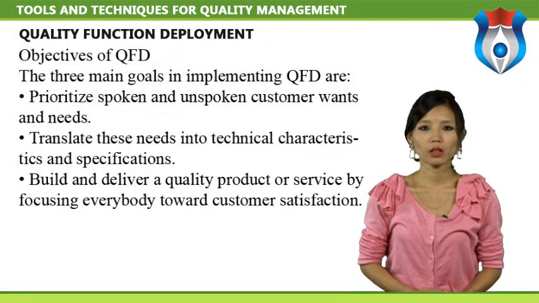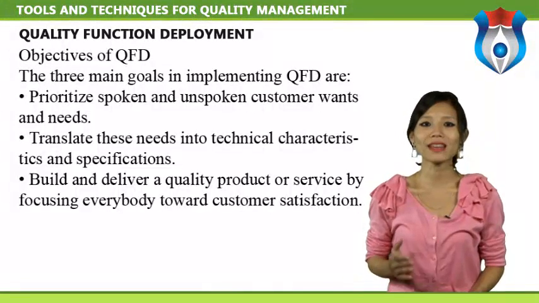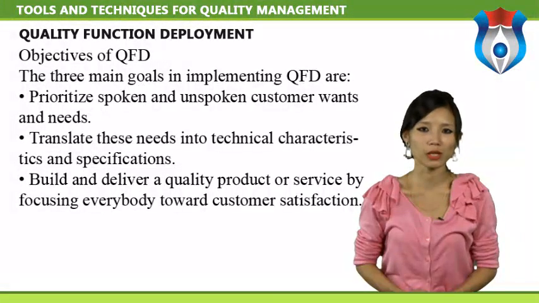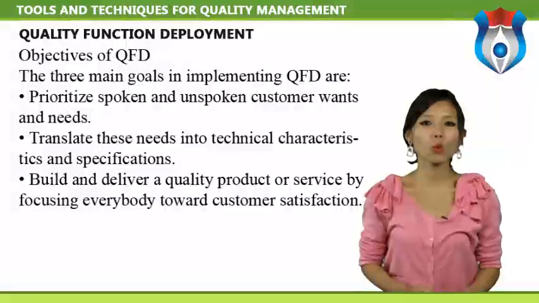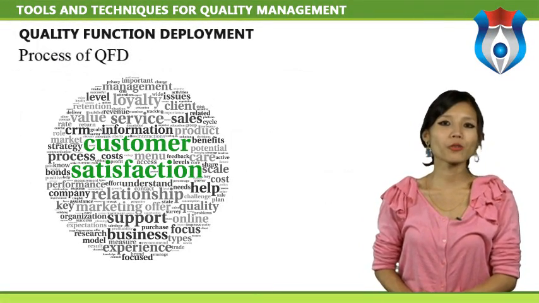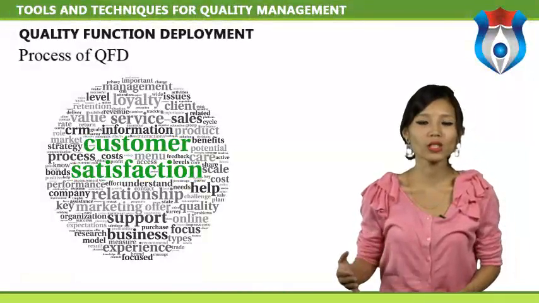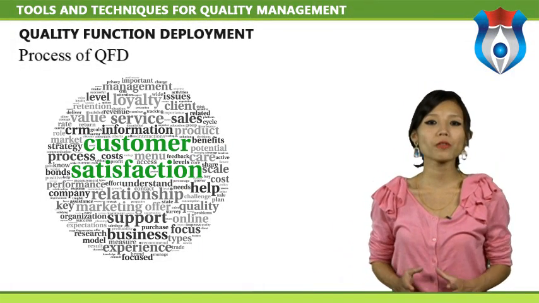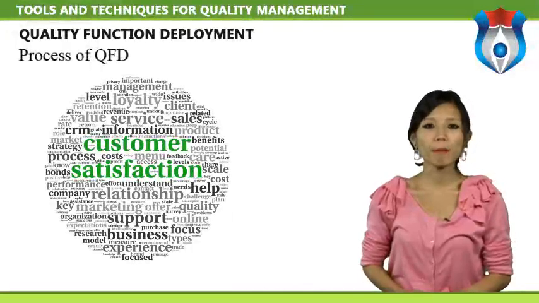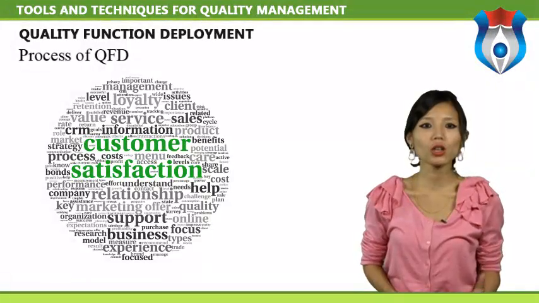Objectives of QFD. The three main goals in implementing QFD are: prioritize spoken and unspoken customer wants and needs, translate these needs into technical characteristics and specifications, and build and deliver a quality product or service by focusing everybody toward customer satisfaction. Process of QFD. QFD uses some principles from concurrent engineering in that cross-functional teams are involved in all phases of product development. Each of the four phases in a QFD process uses a matrix to translate customer requirements from initial planning stages through production control.